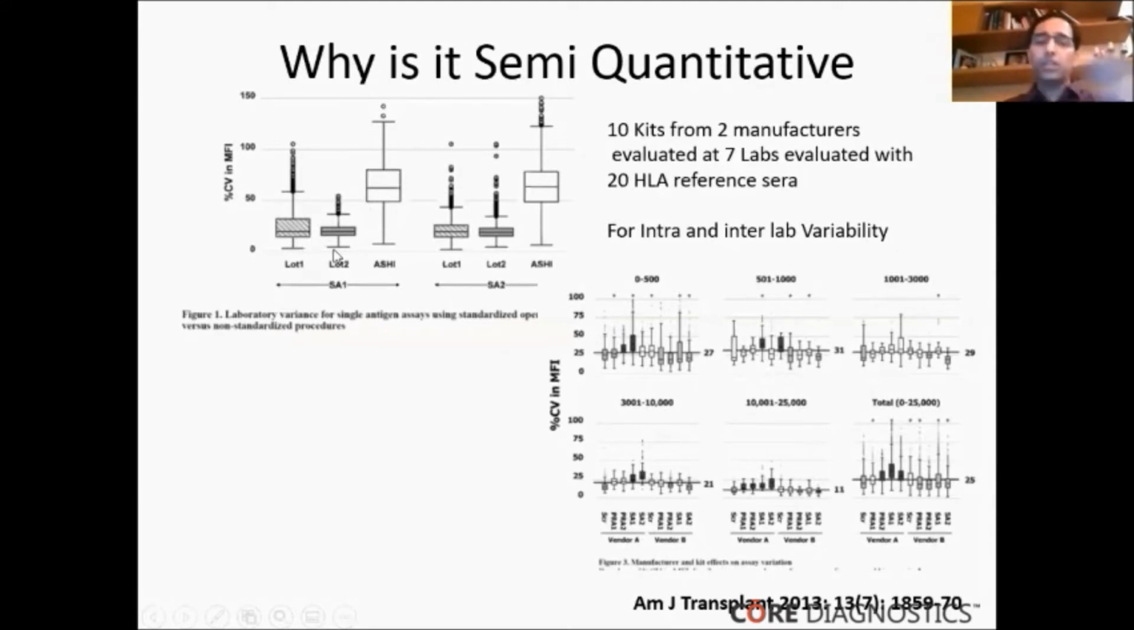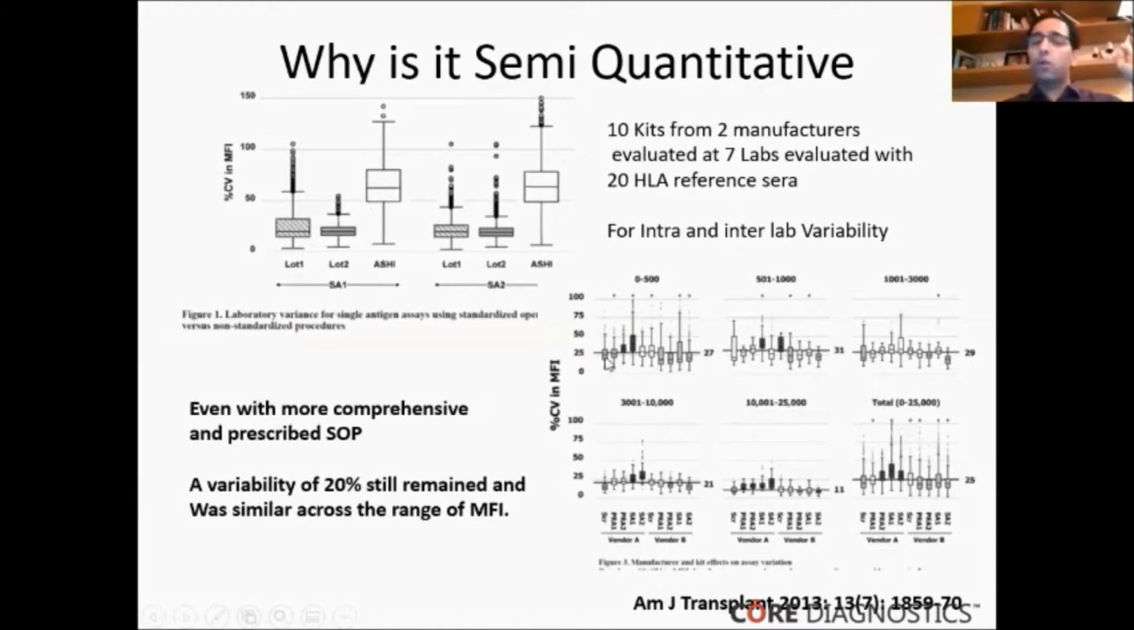But no matter what they did and how much they tried, there is a 20% variability that is going to be part and parcel of this test. The bottom right corner shows that this 20% variability is similar no matter what the MFI, from 0 to 500, 500 to 1,000, all the way up to 25,000. This variability is in the 20-25% range.